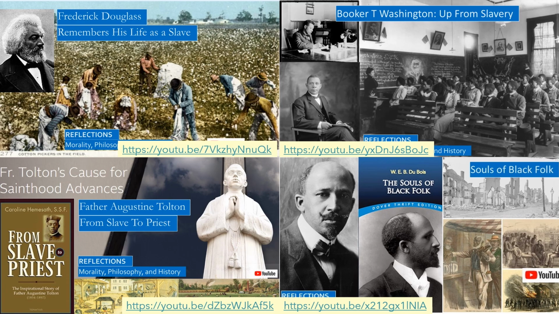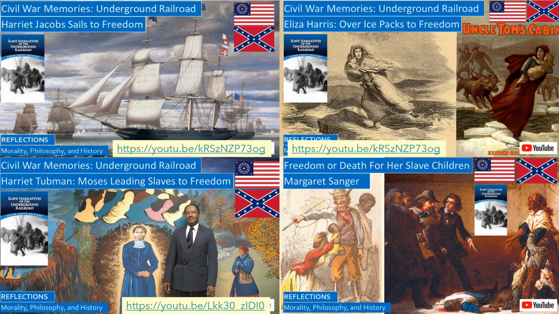We have other reflections on the slave autobiographies of Frederick Douglass, Booker T. Washington, and Augustine Tolton, plus essays on the challenge faced by Southern blacks shortly after the Civil War by W.E.B. Du Bois. Plus, we have many narratives of slaves fleeing from bondage before the Civil War via the Underground Railroad.